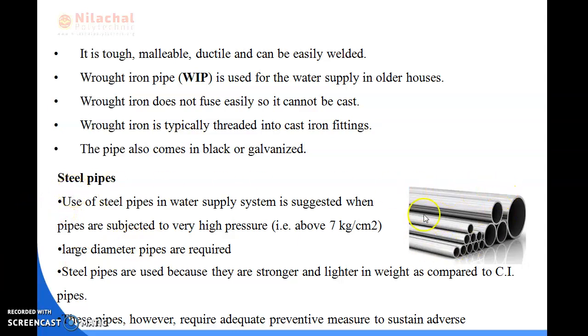Now we will be discussing steel pipes. You can see here the images of steel pipes. The use of steel pipes in water supply systems is suggested when the pipes are subjected to very high pressure, that is above 7 kg per centimeter square, and where large diameter pipes are required. Steel pipes are used because they are stronger and lighter in weight compared to cast iron pipes. However, these pipes require adequate preventive measures to sustain adverse atmospheric conditions.